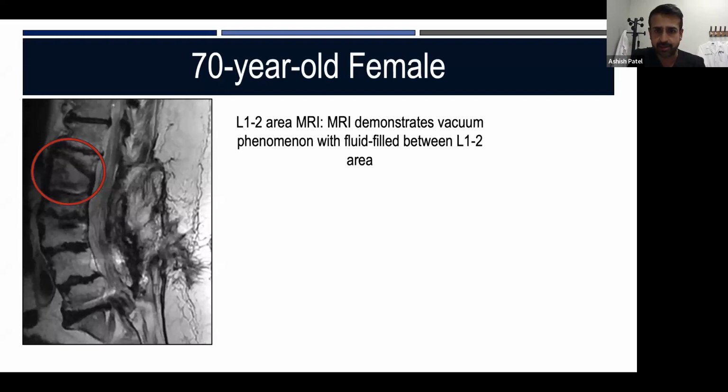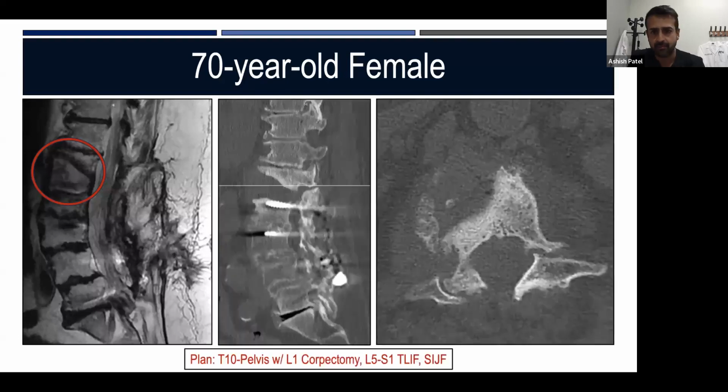So she was unable to stand. She was unable to walk. 3 months prior to her presentation, she was just completely fine. So hard to know exactly why this happened. She has rheumatoid arthritis. L5-S1 disc space is completely collapsed.